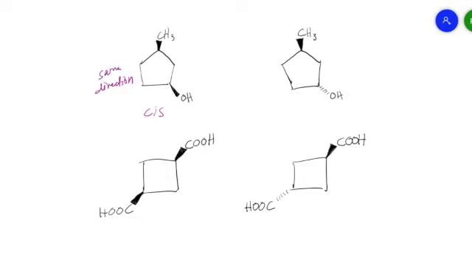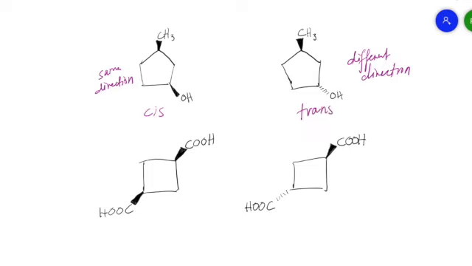In the trans isomer, there is one wedged line and there is one dashed line, showing that this methyl group up here is coming out of the page, whereas the OH group is going into the page. And because they are different directions, this is a trans isomer.